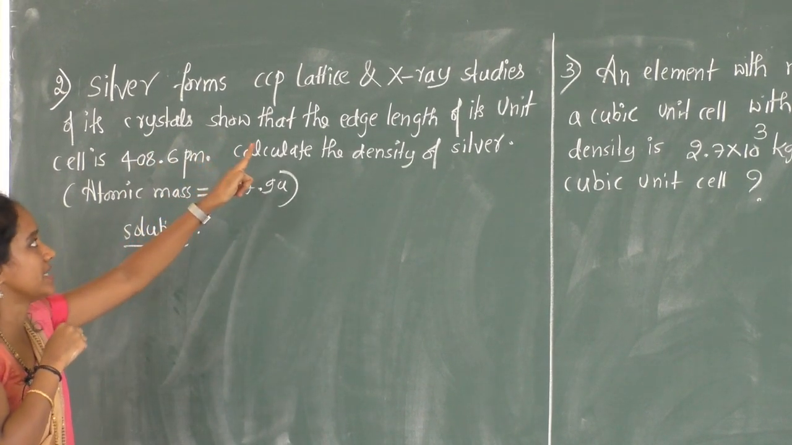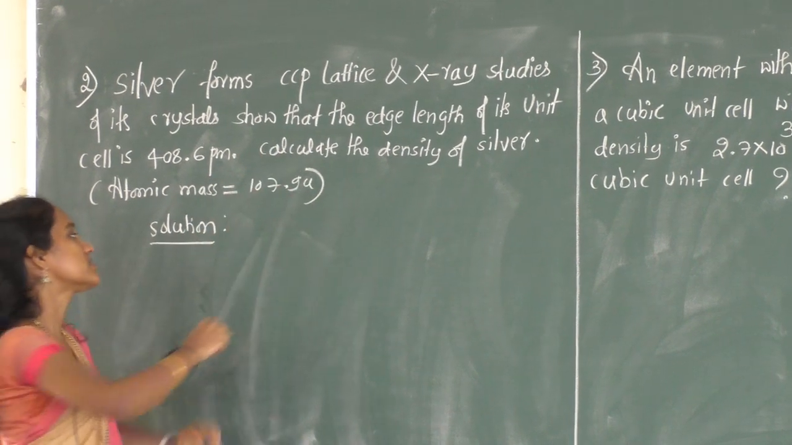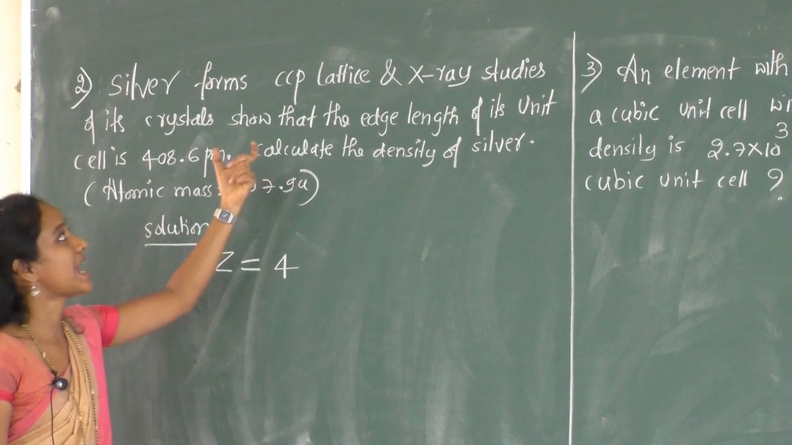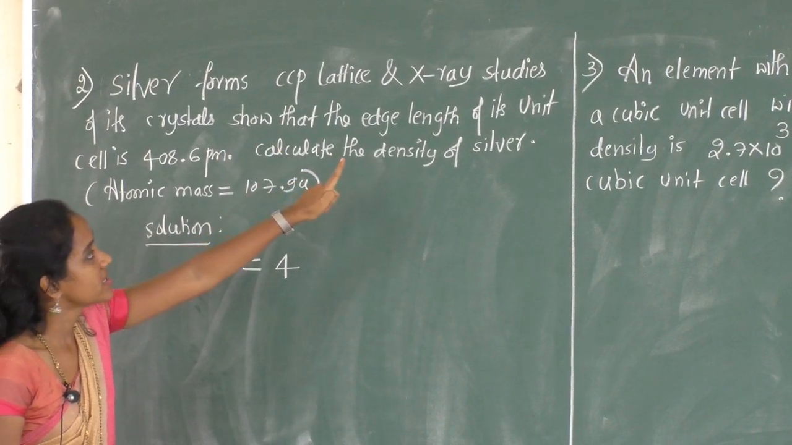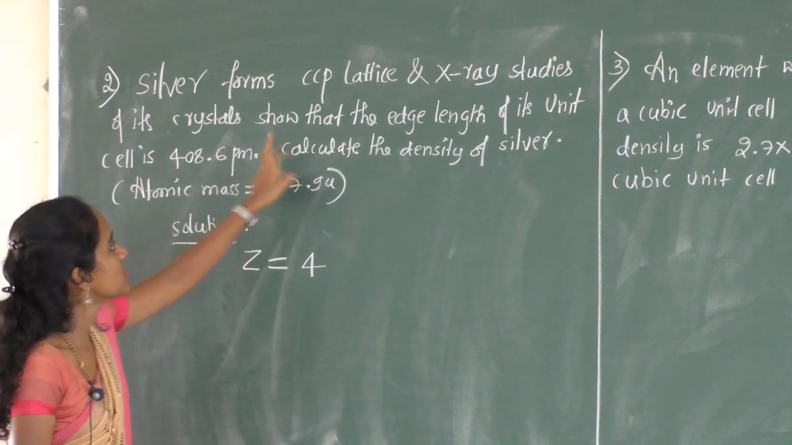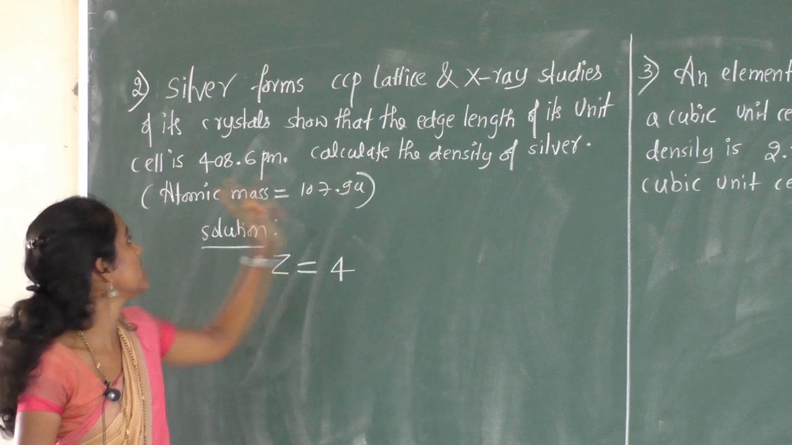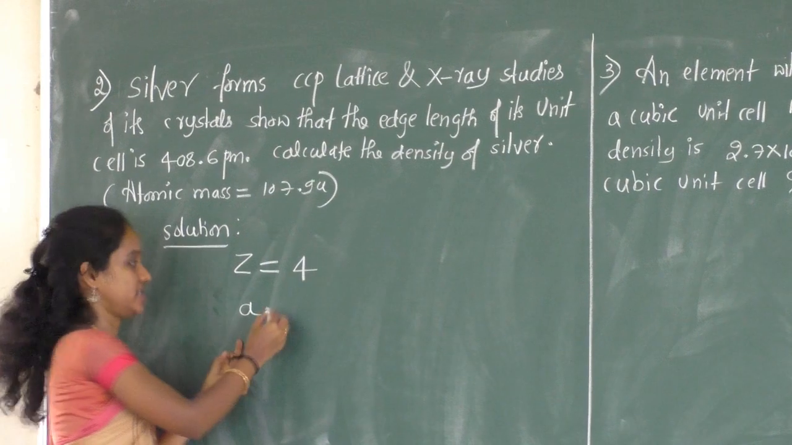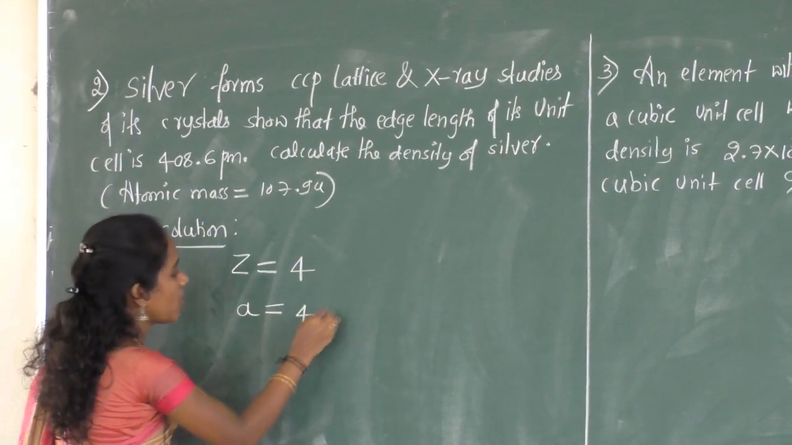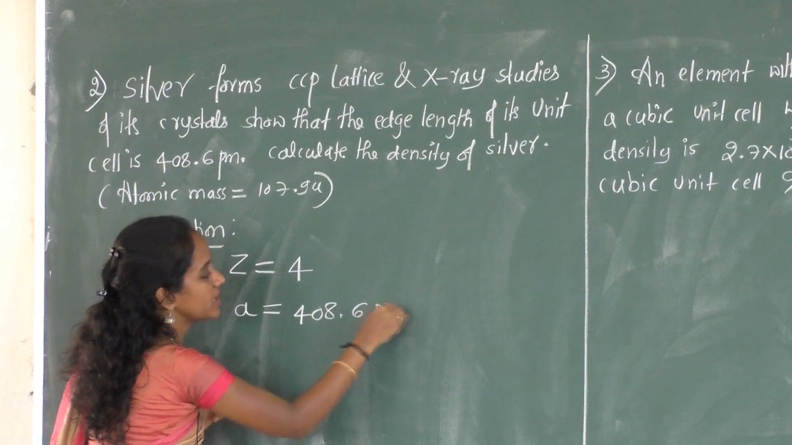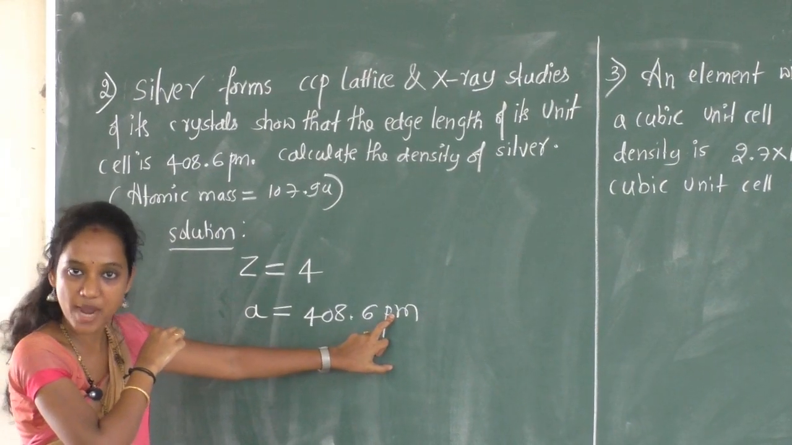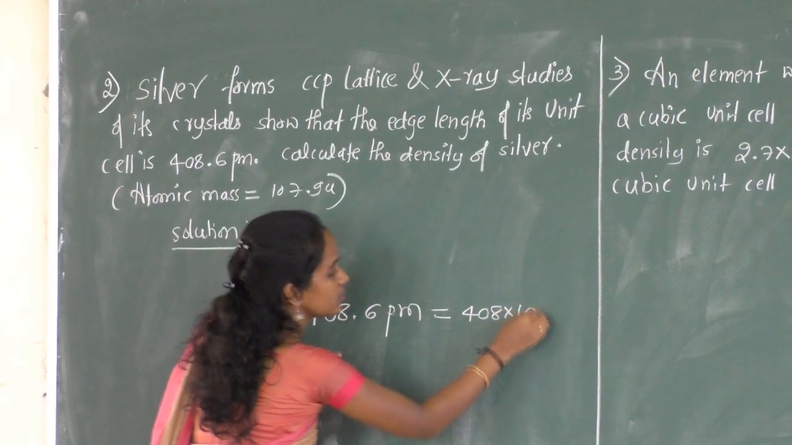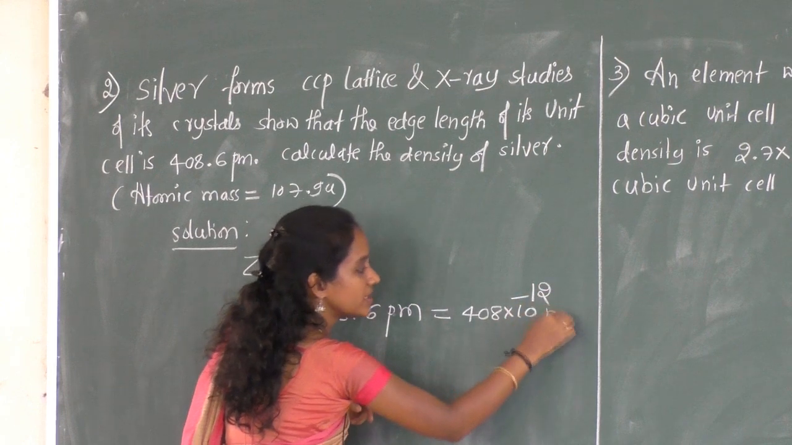Silver forms a CCP lattice. CCP in the sense Z is 4 here because the lattice is CCP, and X-ray studies of its crystals show the edge length of its unit cell. So what is the symbol used for edge length? It is small letter a, right? So a is equal to 408.6 picometer. So pico, it is 10 to the power minus 12. So I'll convert it like 408 into 10 to the power minus 12 meter.